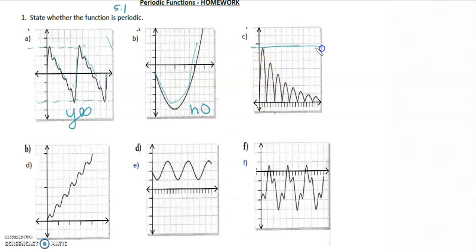Okay, C might fool you because we see there is a pattern and it repeats. However, the maximum doesn't repeat. So the pattern is that it's kind of like a ball bouncing down. However, it's not at the same height. So the max and the min have to be the same. The min is definitely the same, it's probably ground level or 0. But the max isn't the same, so I'm going to say no.